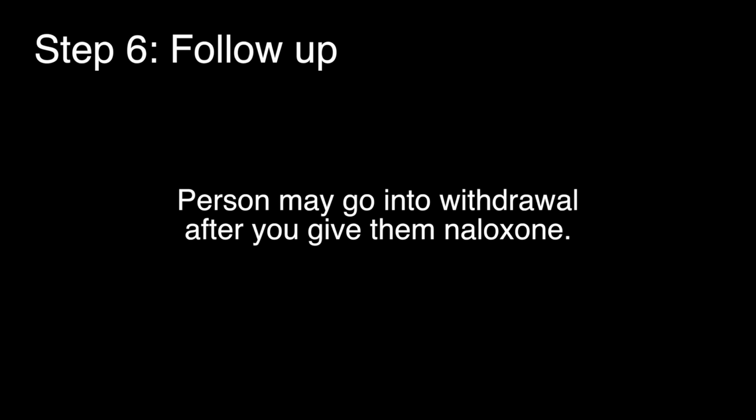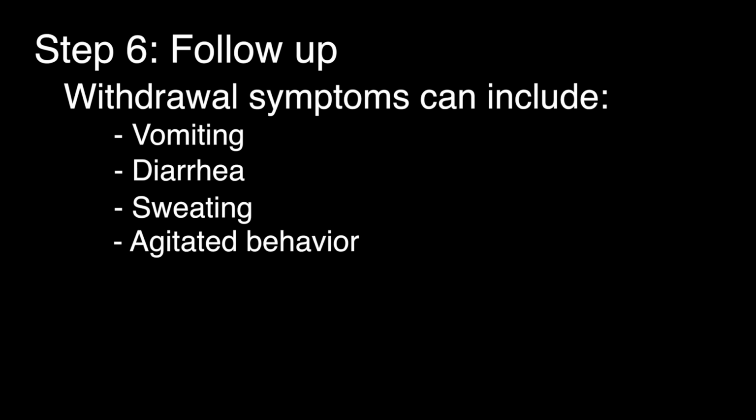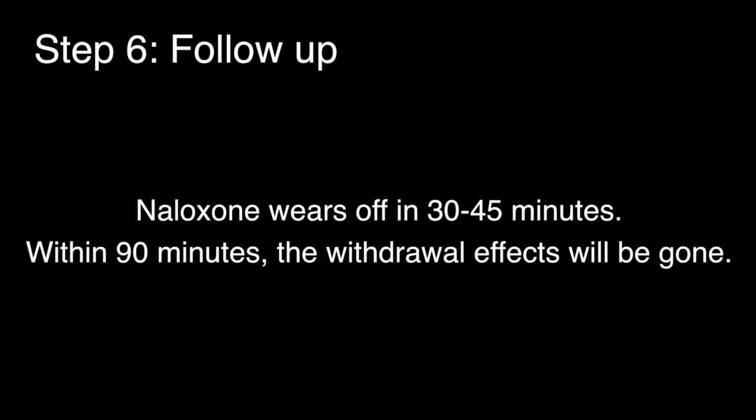Step 6. Follow up. If the person is dependent on heroin or other opioids, they may go into withdrawal after you give them naloxone. Withdrawal symptoms can include vomiting, diarrhea, sweating, and agitated behavior. This may be unpleasant and dramatic, but it is not life-threatening and only lasts until the naloxone wears off. Tell them that naloxone wears off in 30 to 45 minutes and there are still drugs in their system. Within 90 minutes, the withdrawal effects will be gone.